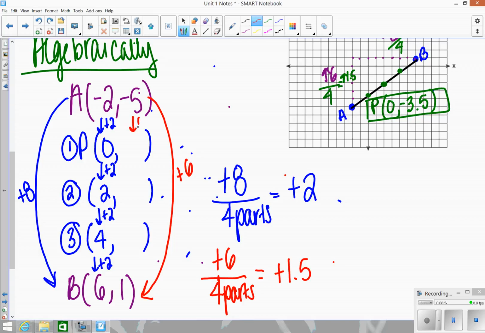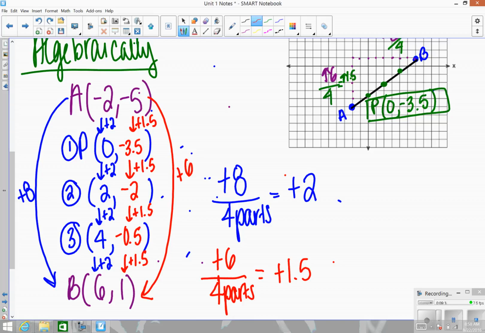So now that means I'm adding 1.5. So -5 plus 1.5 gives me -3.5. Add 1.5 again, you get -2. Add 1.5 again, you get -0.5. And then add 1.5 again, and you get 1. So that's how you know you've done it correctly.